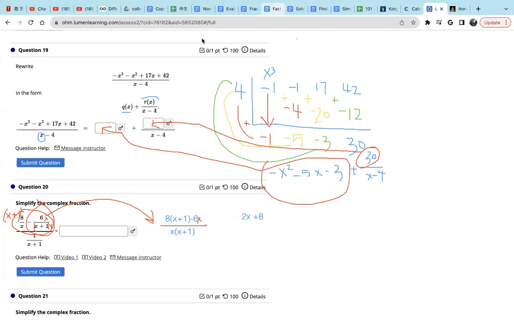And the denominator is x times x plus 1. So the denominator is still this, so I write down x times x plus 1 here. Okay, so this is the answer.